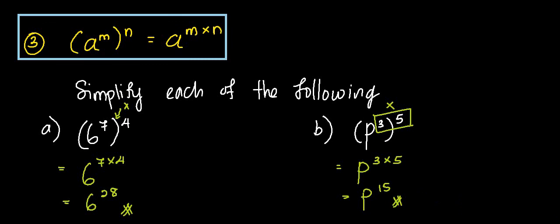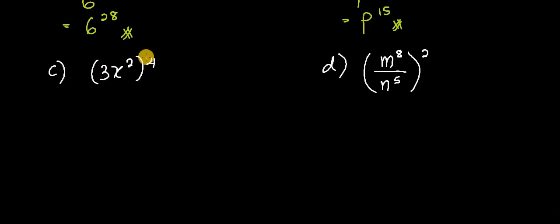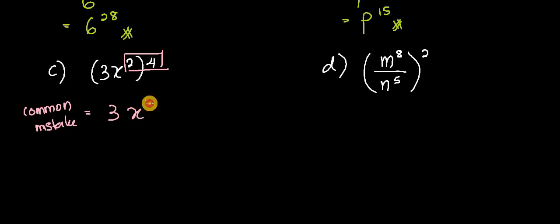That's it. Now, if you go down, question C and question D is where most of the students tend to make mistakes. The common mistake students make for question C is that they will just times this one. So they will just do 3 power x 2 times 4 and then they will tell me it's 3x power 8. That's what they tell me, which is wrong. Now why is this wrong?